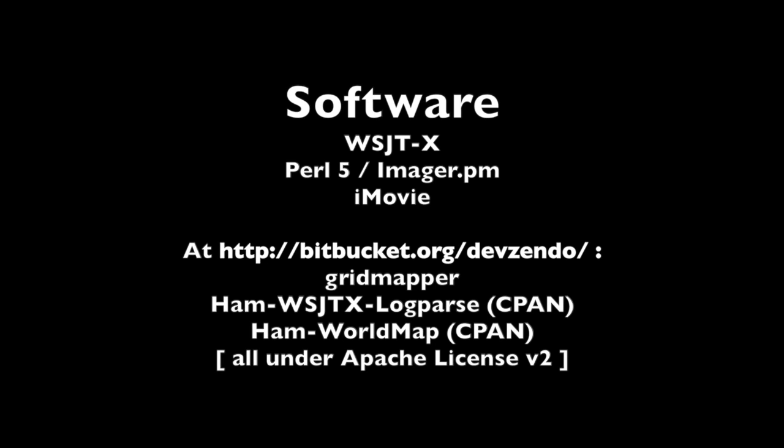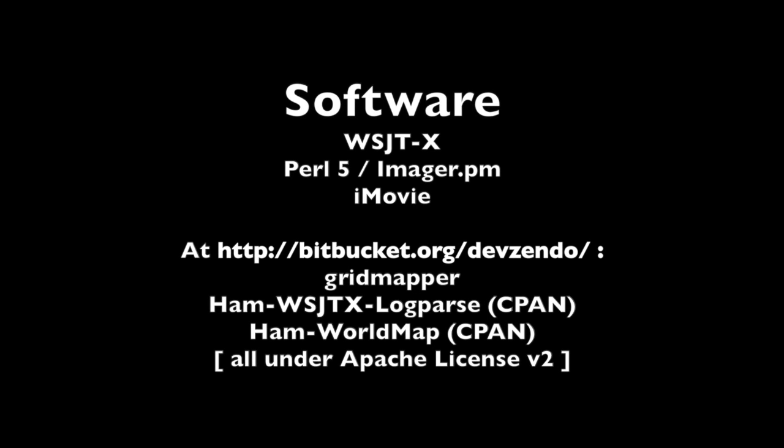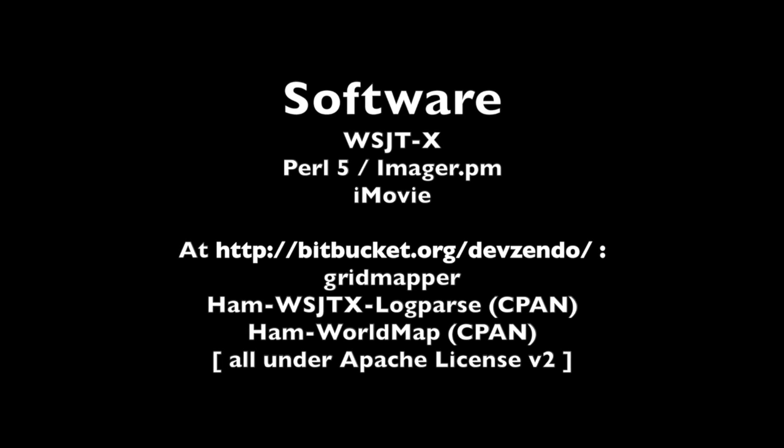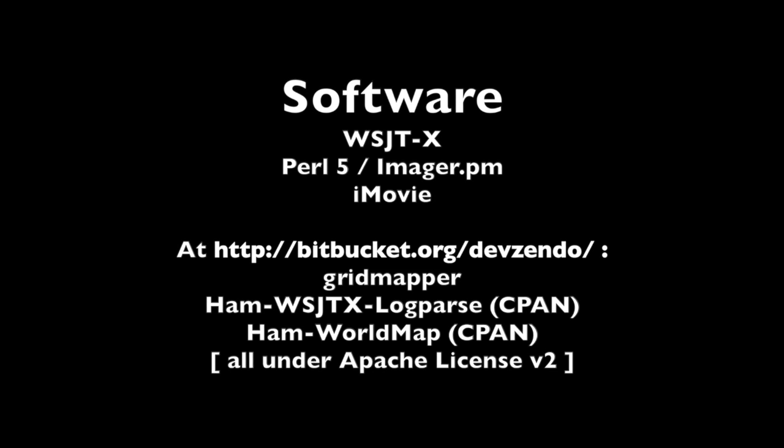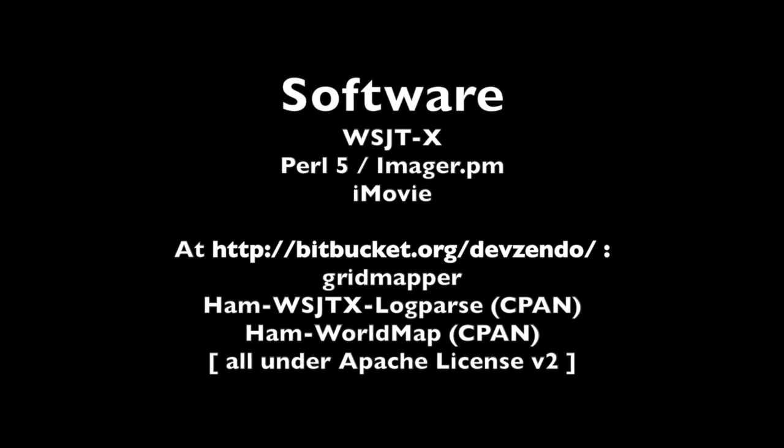If you'd like to plot your received station data from WSJTX, all the Perl scripts used to produce this are available as open source. There are 2 modules available on the CPAN, one for drawing maps, one for parsing logs. The main drawing scripts that use these modules are available as Mercurial repositories from my Bitbucket page.